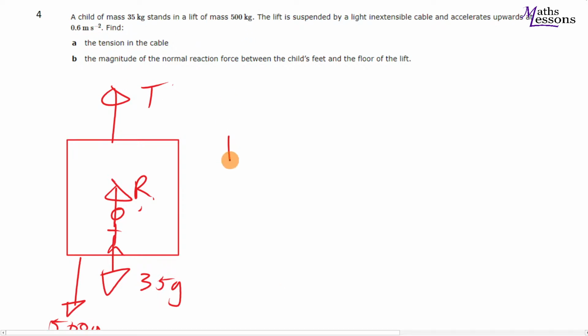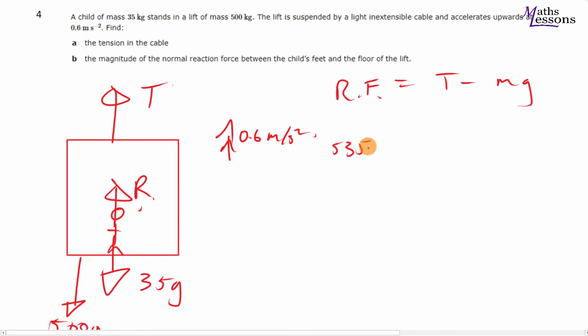We know that it's accelerating upwards with 0.6 meters per second squared. So the resultant force on the external forces will be equal to the tension minus the two masses, the mg of the lift and the person. So the resultant force equals ma, and m in this case is going to be 535, which is the lift and the child in this case, times by 0.6 for the acceleration.